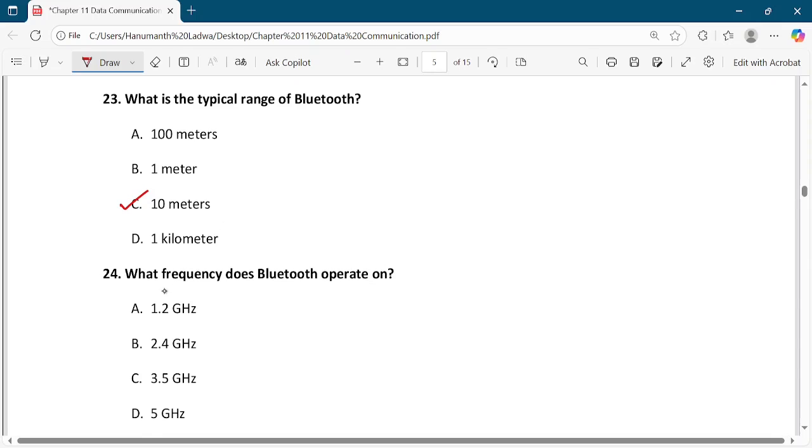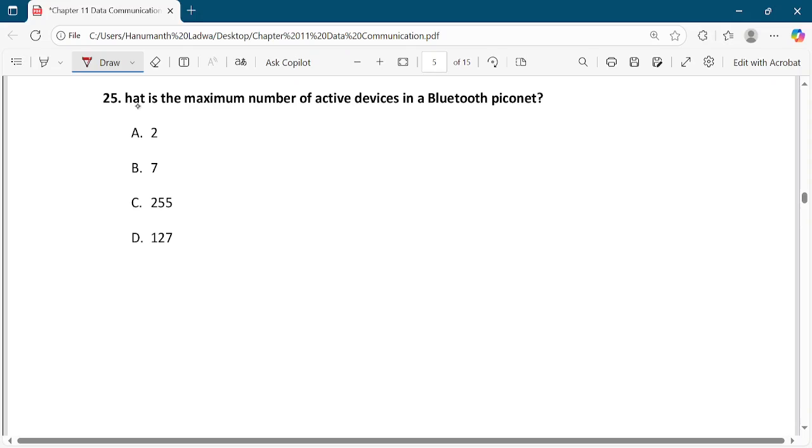Question number 24. What frequency does Bluetooth operate on? Option A, 1.2 gigahertz, B, 2.4 gigahertz, C, 3.5 gigahertz, D, 5 gigahertz. Here option B, 2.4 gigahertz is the right answer. Question number 25. What is the maximum number of active devices in a Bluetooth Piconet? Option A, 2, B, 7, C, 255, D, 127. Here option B, 7 is the right answer.